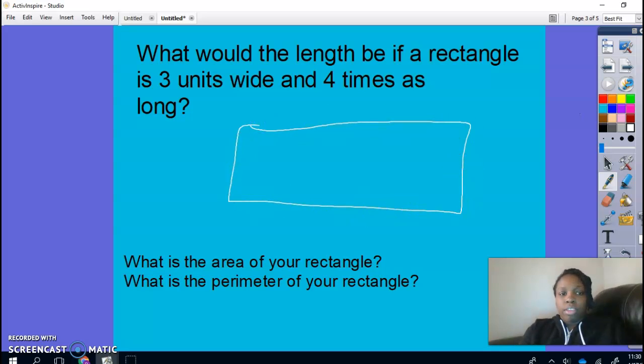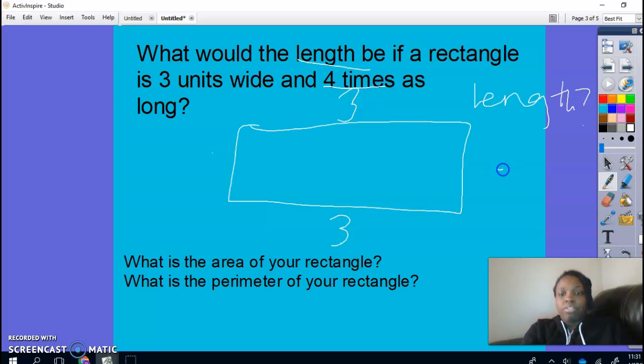So we're going to draw out our rectangle. And it says, what would my length be? So I'm still looking for a length, right? So the first part, I'm looking for my length. If the rectangle is 3 units wide, that means I'm going to put 3. Remember, whatever you do at the top, do at the bottom, whatever you do at the bottom, do at the top. And 4 times as long.